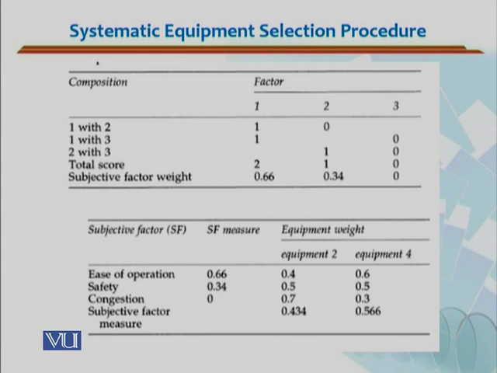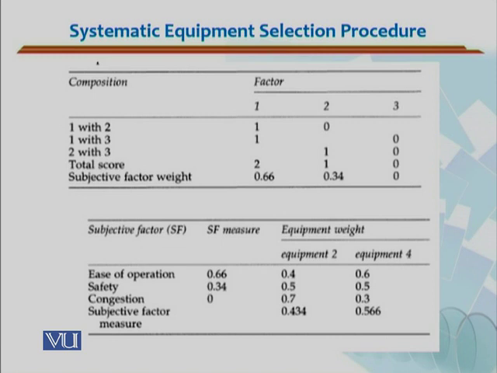Total score: what is being formed in this comparison? The total score is 3. So the score of factor 1 is 2. So 2 divided by 3, my subjective factor weight would be 0.66. For factor 2, my score is 1 and the total is 2 plus 1, 3. So 1 divided by 3, it would be 0.33 or 0.34 after rounding off. These are now made.